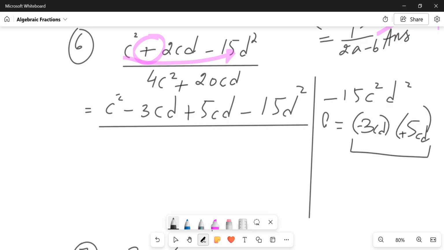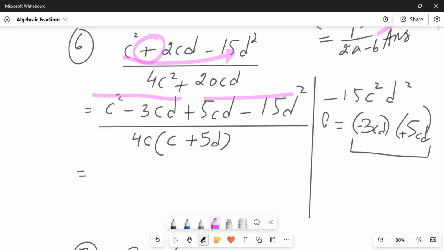Now, students, denominator 4c square plus 20cd. What do we do? Factorization. 4 is the highest common factor, right? Even c is also common. We are left with c plus, 4 5s are 20, and d. We are left with c plus 5d. Now solve the numerator. Okay, we just divide into two parts.